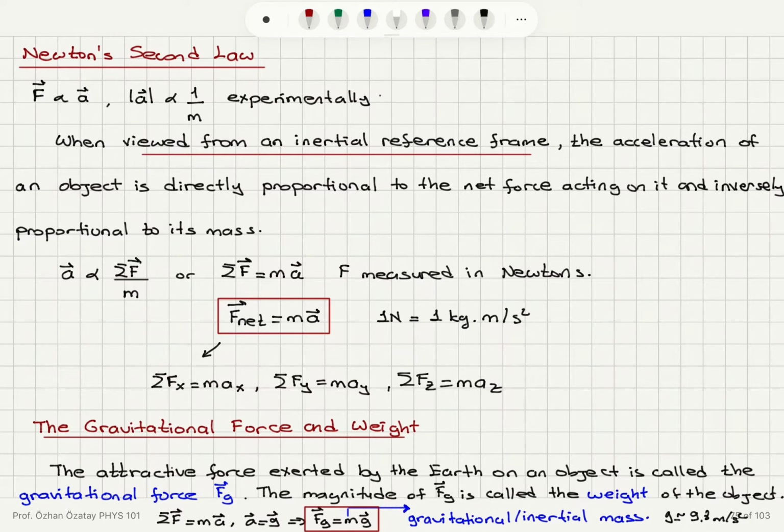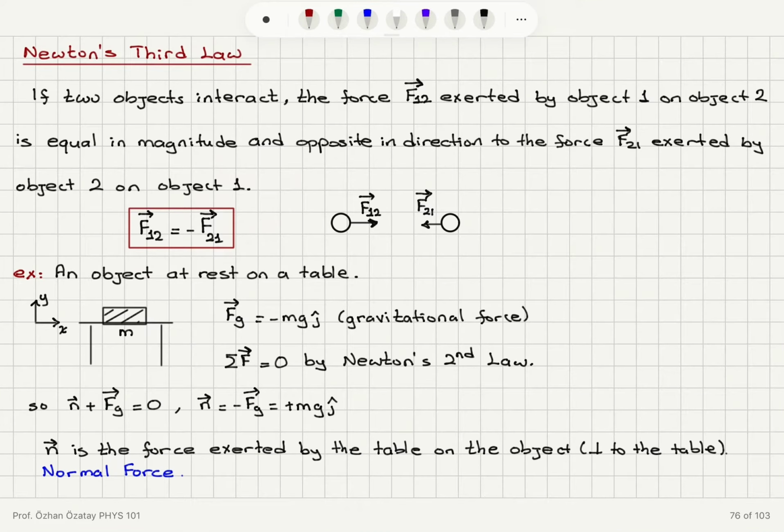So basically this is one way to define mass here. Gravitational mass is the ratio of the gravitational force to the gravitational acceleration acting on this object. Okay, now let's come to Newton's third law.